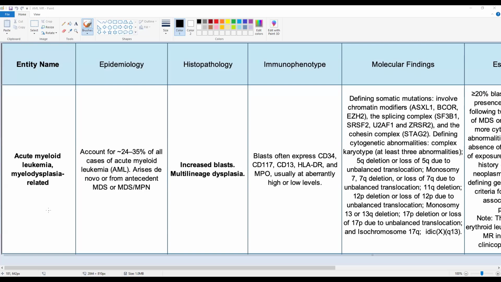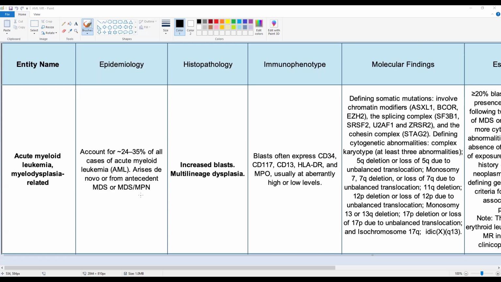I'm a third-year pathology resident, and today I'm going to be talking about acute myeloid leukemia, myelodysplasia-related. This is a myeloid neoplasm that has specific cytogenetic or molecular abnormalities associated with myelodysplastic neoplasia (MDS), arising either de novo or after a prior diagnosis of myelodysplastic neoplasm MDS or MDS/MPN.